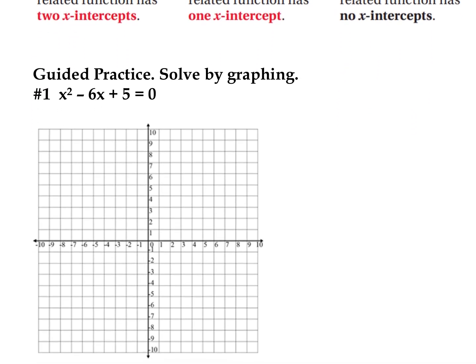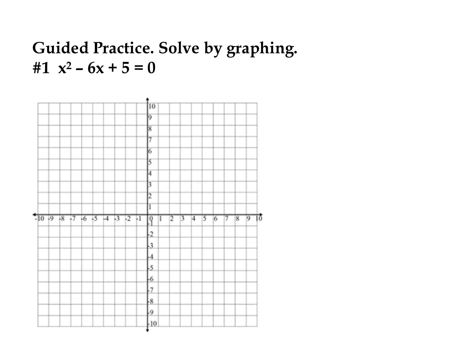So in this first example here, number 1, we're going to solve this by graphing. So in order to solve this by graphing, we're going to make a table of values. So we find the axis of symmetry. If I do the axis of symmetry, x equals negative b, so that'd be a positive 6, negative negative 6, over 2 times 1 is 2, I get 3.